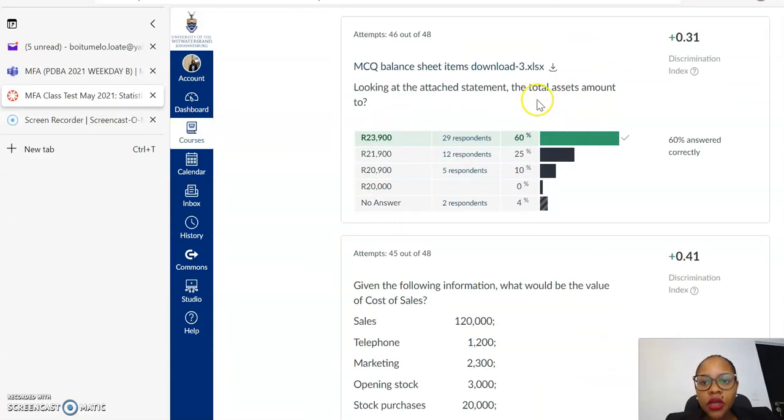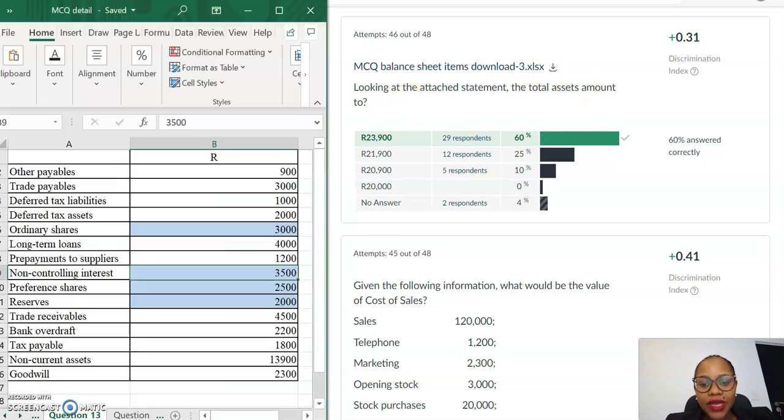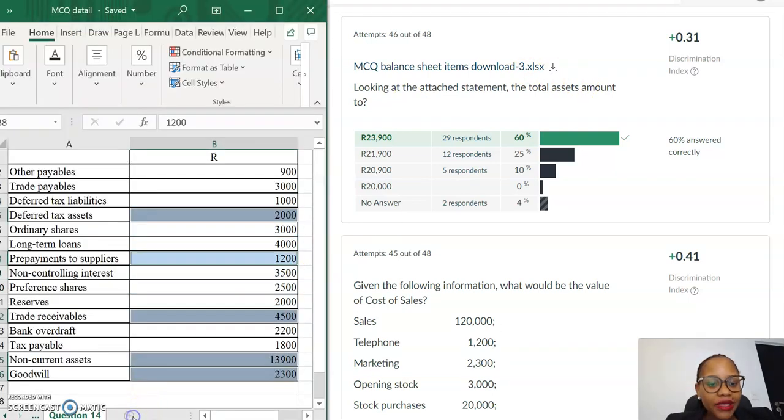Next question. What does the total assets amount to? So they're not looking here for the current asset or non-current asset split. They want the total assets. So we now need to group up the total asset figures.